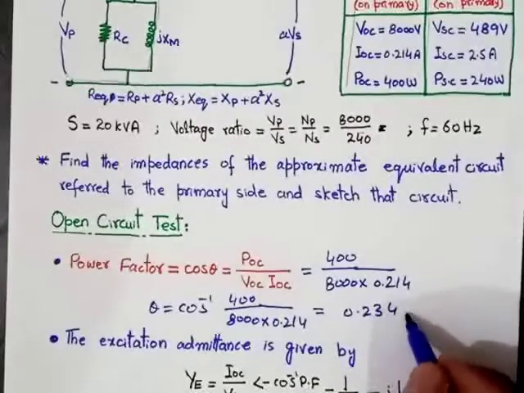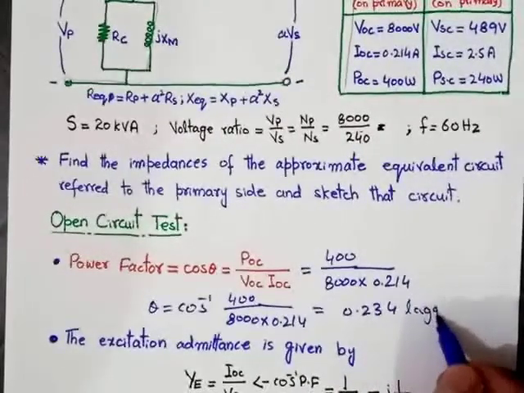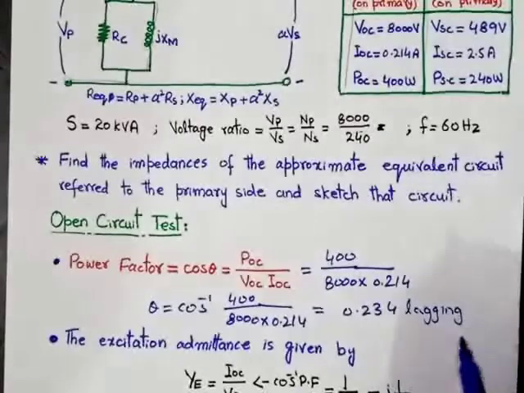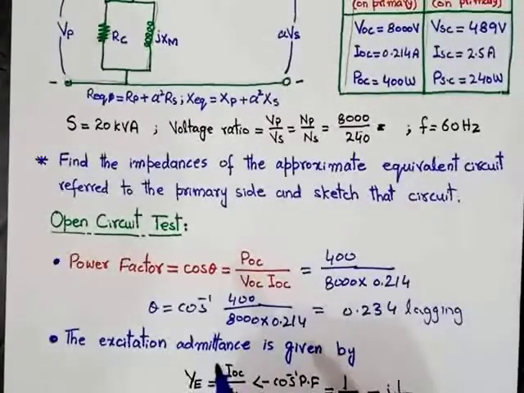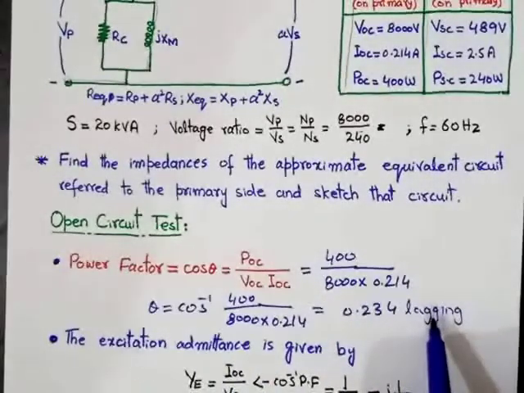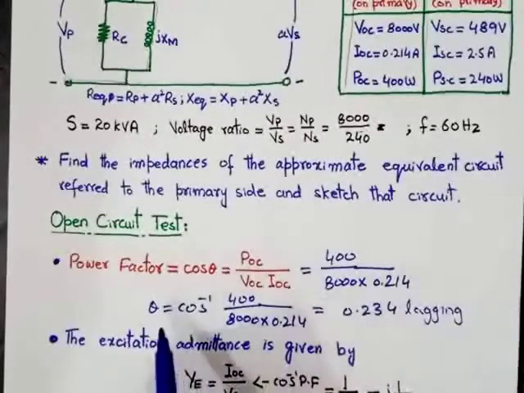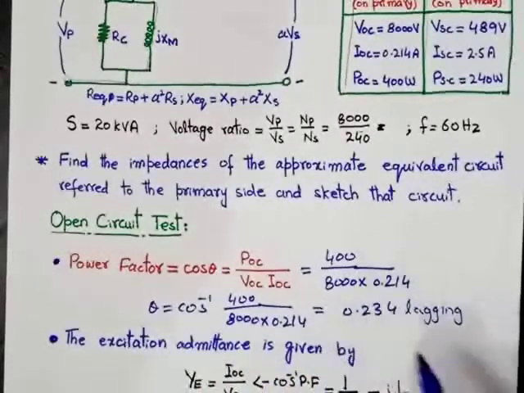And lagging means, as we have already discussed in the transformer, current lags the voltage. So that's why we write here lagging. Lagging means the angle of theta will be negative. So this is the value of theta.